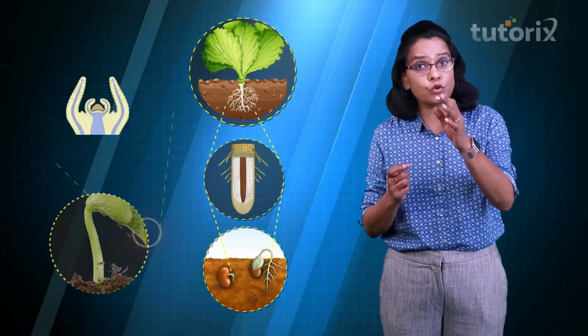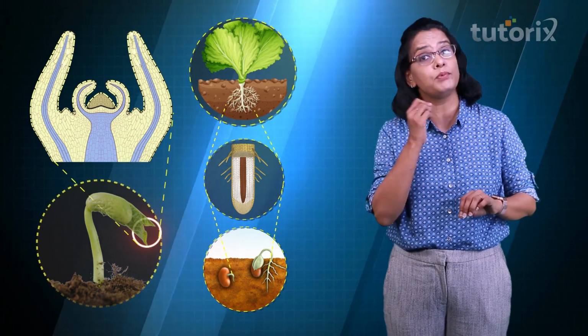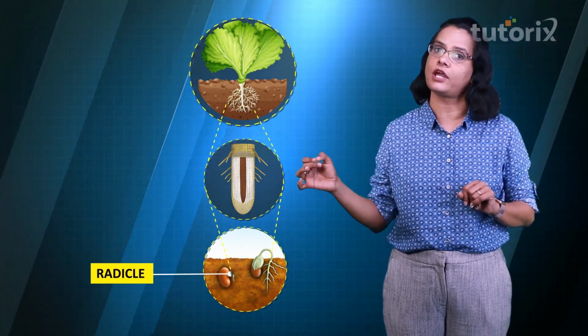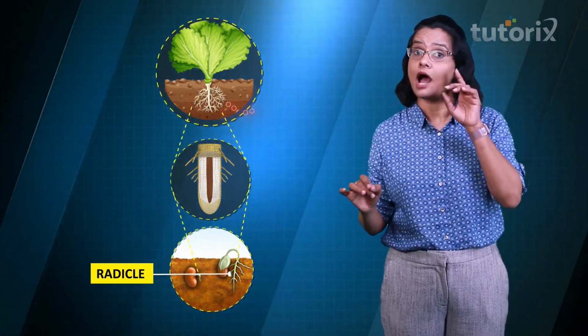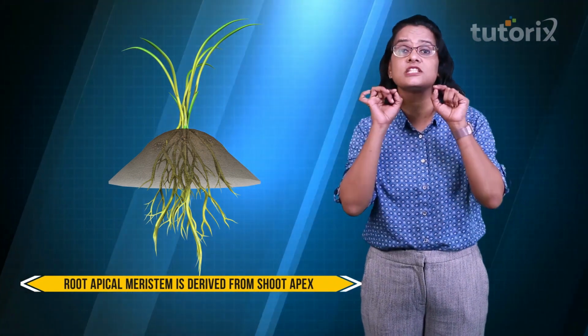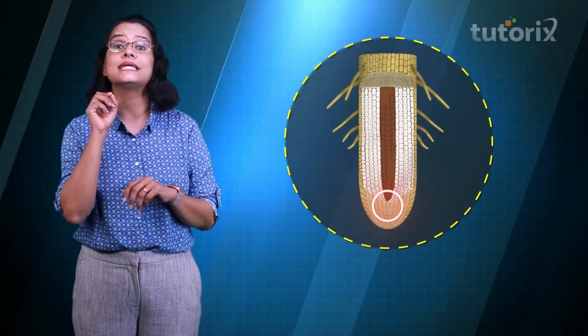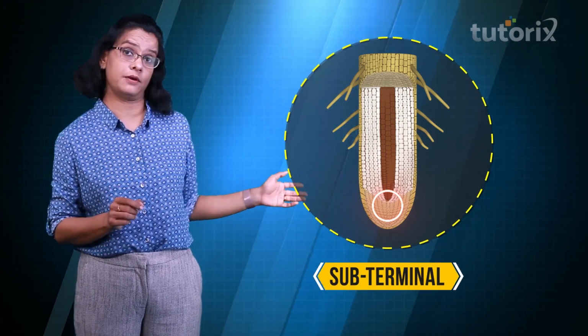And guys, the root apical meristem, in case of the tap roots which are present in the dicots, is usually derived from the radical part of the embryo. As I said, the shoot apical meristem is derived from the plumule portion and the root apical meristem is derived from the radical portion of the embryo in case of tap roots. However, there are another types of roots which are called adventitious roots. And for the adventitious roots, the root apical meristem is derived from the shoot apex.